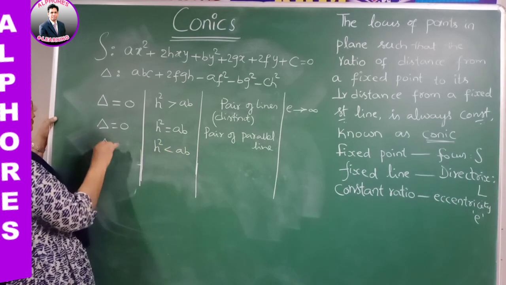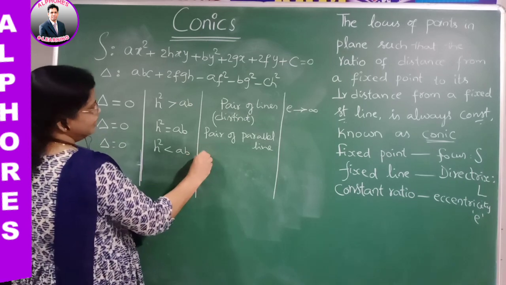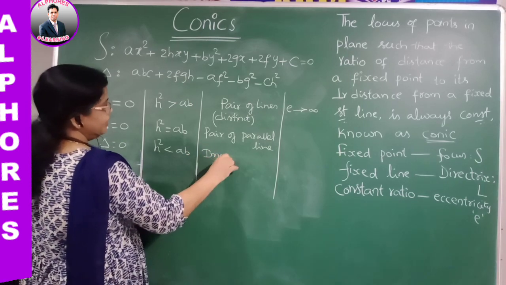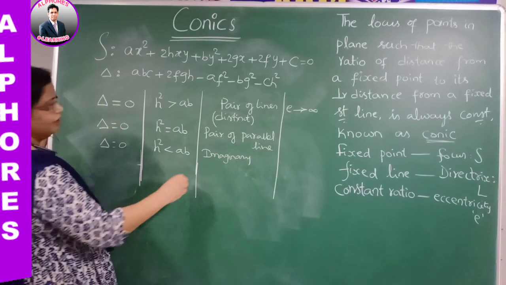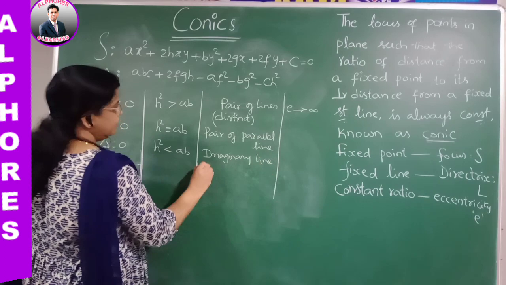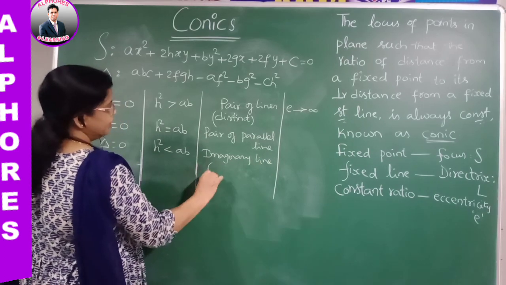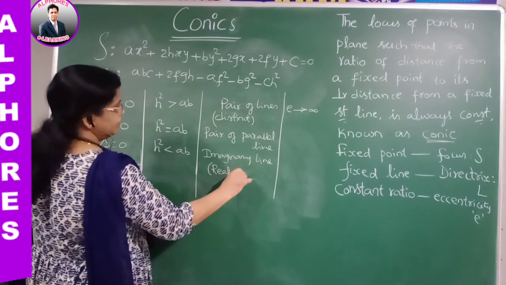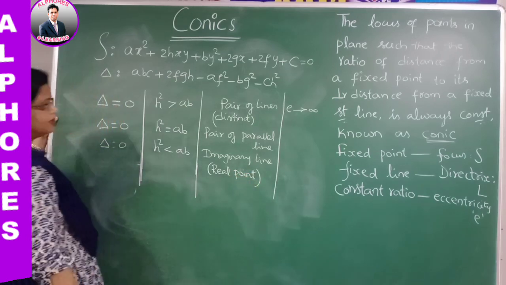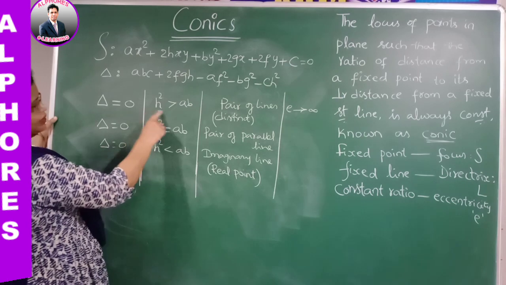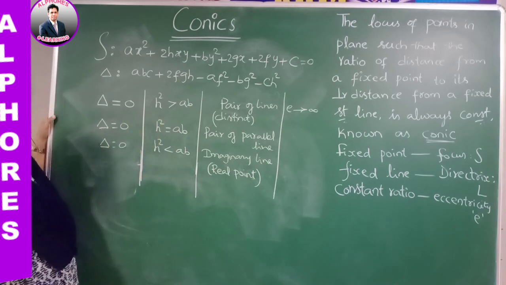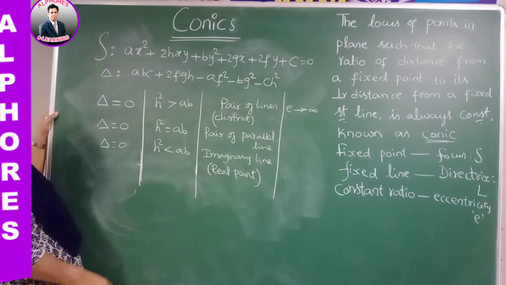So h square less than AB gives imaginary lines, but the lines actually intersect at exactly one real point. Imaginary lines but intersect at one real point. So you will get a real point in this case. These are all the cases, students, that we have taken when delta equals 0. Of course, you know these from your first year, from the concept of pair of lines. Now let us observe what will happen when delta is not equal to 0.